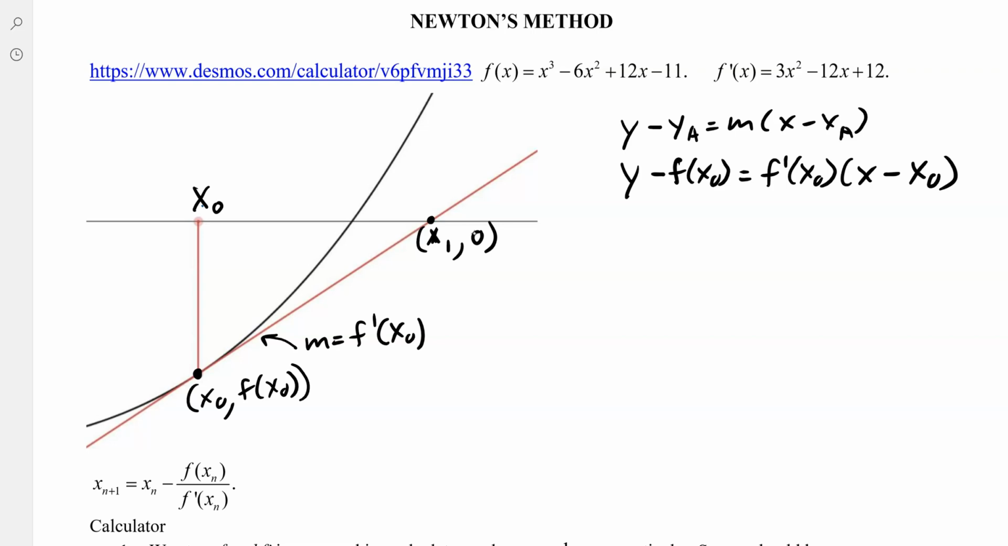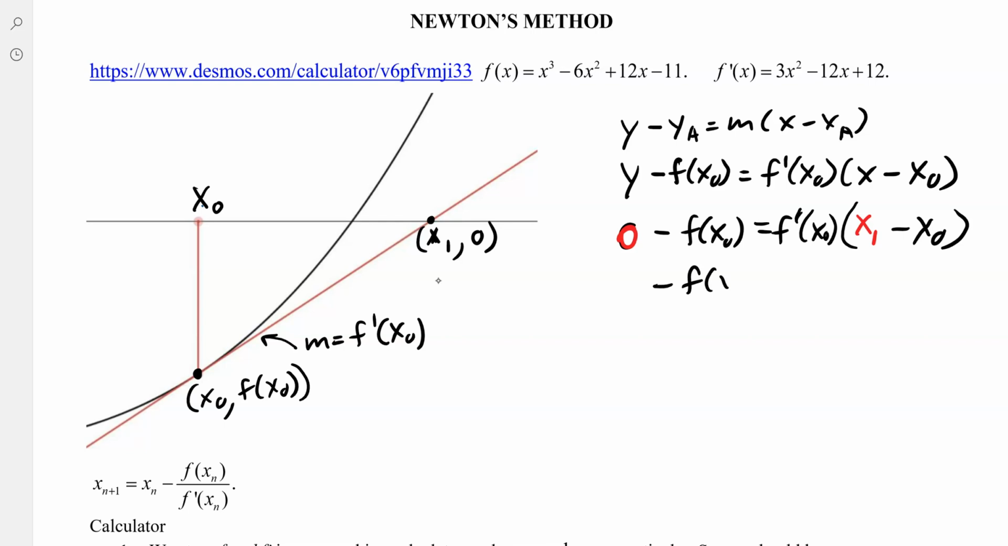If we plug x sub 1 and 0 into this equation, it will give us a formula that allows us to find x sub 1. Because we know x sub 0, we know f of x sub 0, and we know the slope. We also know the y coordinate, so the only one left to solve for is x sub 1. So plugging it in, we get 0 and x sub 1. Then we solve. We do a quick divide, and we get negative f of x sub 0 divided by f prime of x sub 0 equals x sub 1 minus x sub 0.